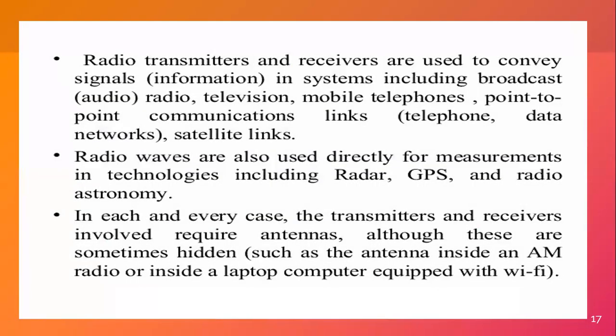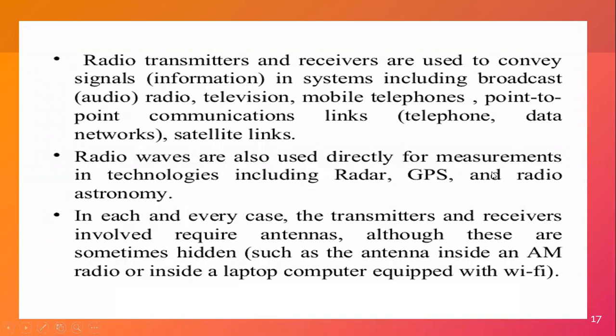So in this way, the radio transmitters and receivers are used to convert the signals, the information. Signals are in the form of information in broadcasting, radio, television. These are the applications while you are going to transmit the signals. How you can transmit for the purpose of broadcasting for audio, radio, television, mobile telephones, point-to-point communications. Okay, all these things are possible.